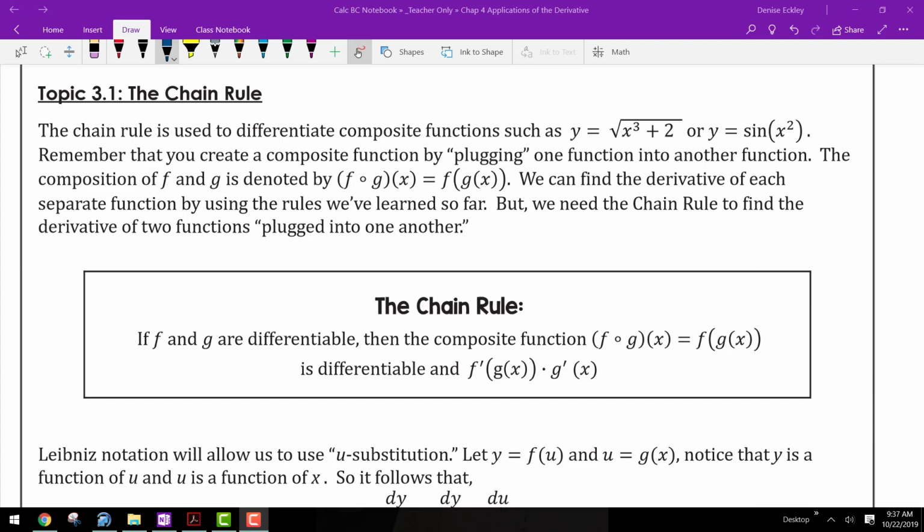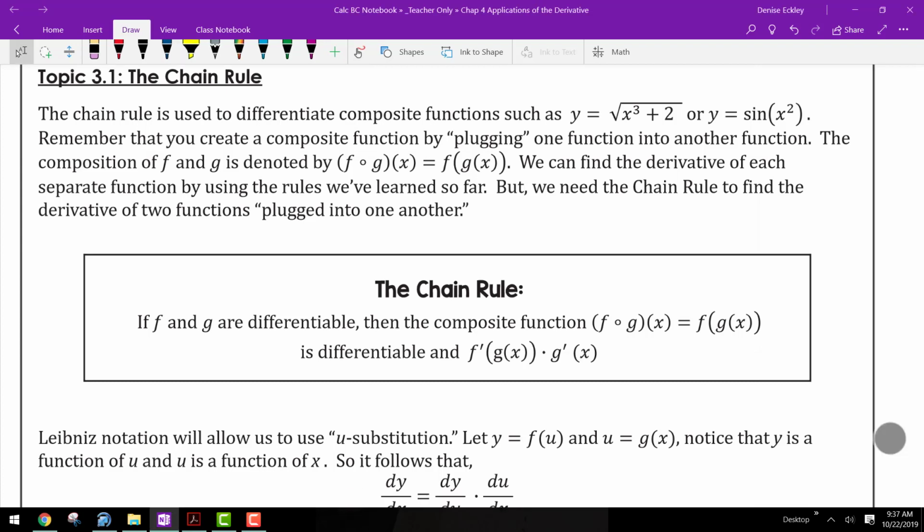The chain rule says that if f and g are differentiable, then the composite function, f of g of x, is differentiable, and its derivative becomes f prime of g of x times g prime of x. Now Leibniz would want us to use a u substitution, and I'm going to do one of the problems using u substitution, because we will be using u substitutions in the future for some more sophisticated techniques. So it's important that you understand how the u substitution works.